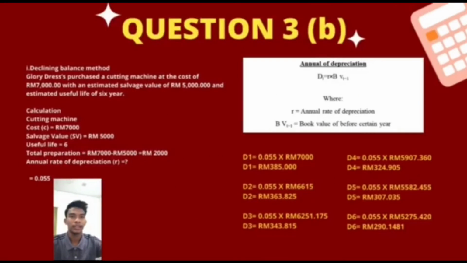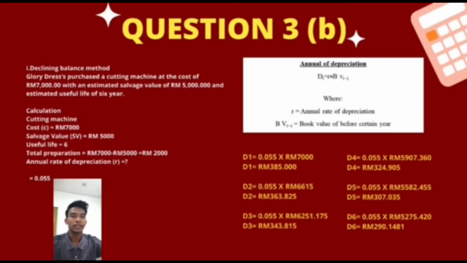Question 3B. Declining balance method. Glory Dress purchased a cutting machine at the cost of 7,000 ringgit with an estimated salvage value of 5,000 ringgit and estimated useful life of 6 years. Calculation. Cutting machine. Cost 7,000 ringgit. Salvage value 5,000 ringgit. Useful life 6 years.